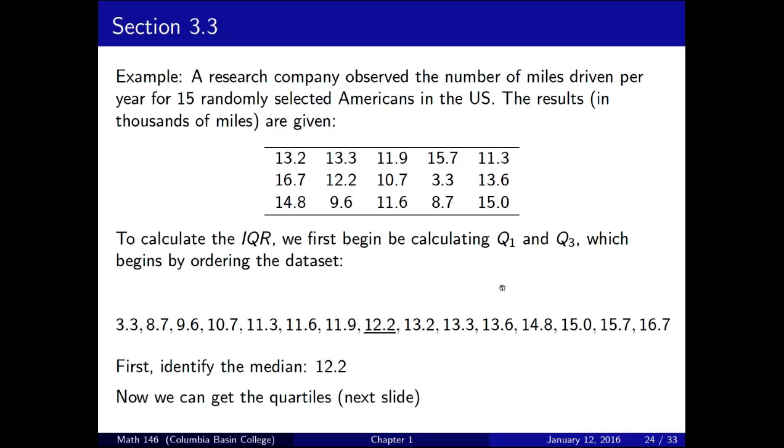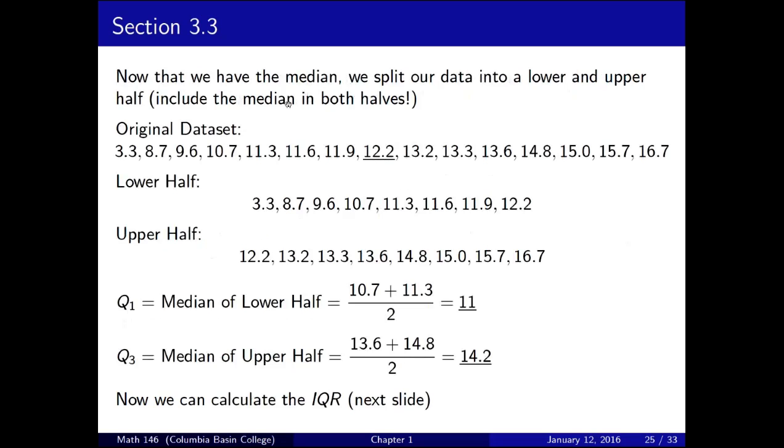So to get the IQR, first we have to actually get the quartiles. So just like when getting the median, we start out by ordering our data set, and then we calculate the median. All right. So the median for this data set is 12.2 thousand miles. Now, once we have the median, we can go on to calculating the quartiles. So what we're going to do is split our data in half. If this is our data set, I'm going to first calculate my lower half, and that's going to be all of my data up to 12.2. And then I'm going to record my upper half. That's going to be everything from 12.2 and above.